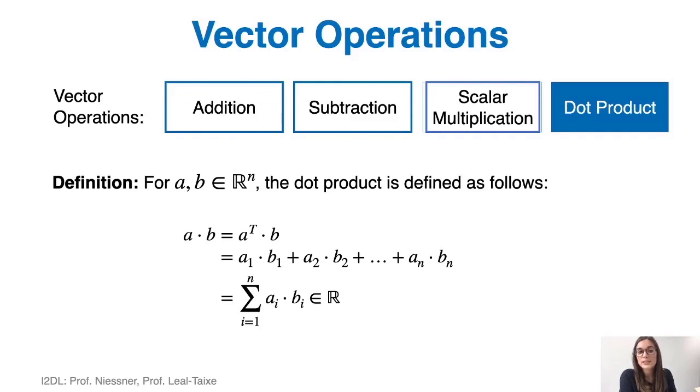So you can just see it's the sum over Ai times Bi. So the sum over component-wise multiplication of the elements of the vectors A and B. What is important to mention is that the result of the dot product of two vectors in Rn is not anymore an element in Rn itself, but now we obtain an element in R, so a scalar. So that's important to remember for the dot product.